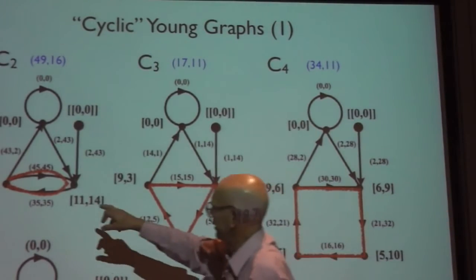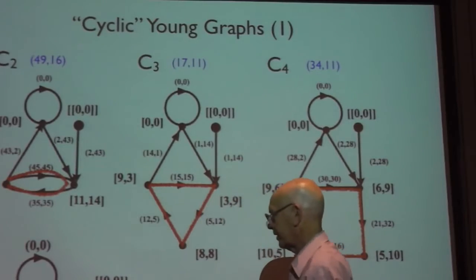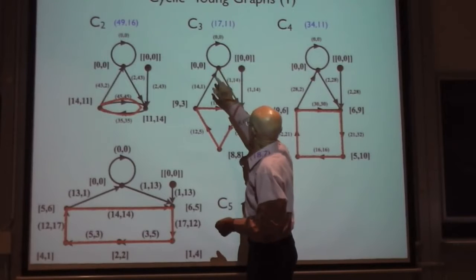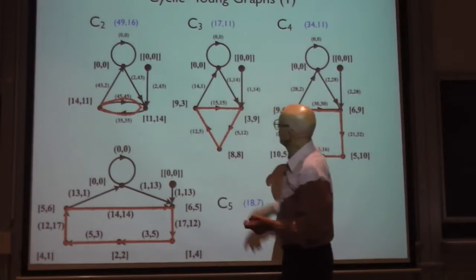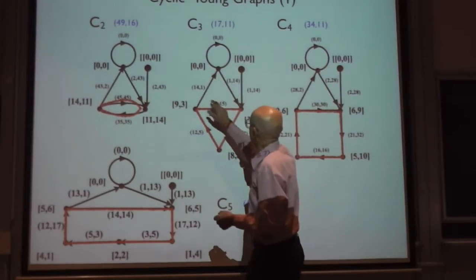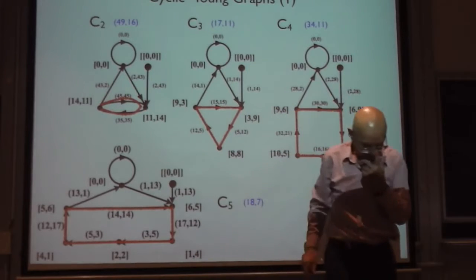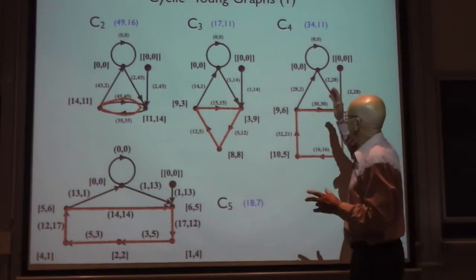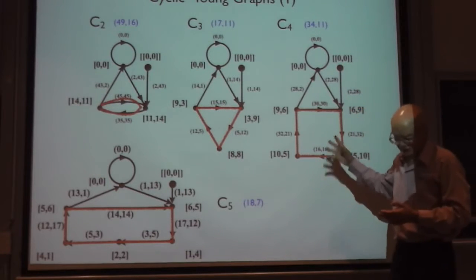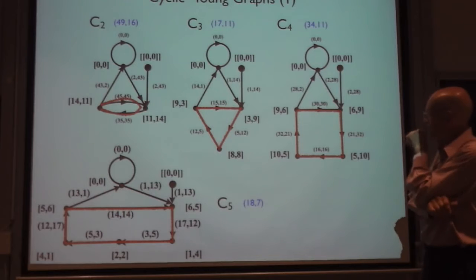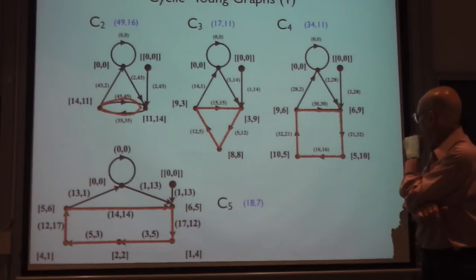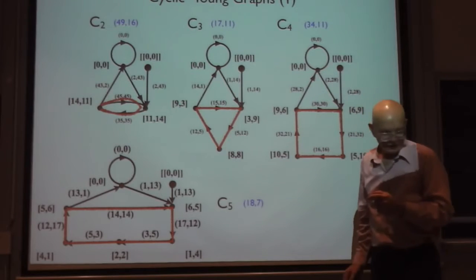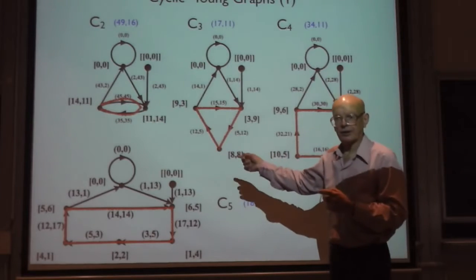So this is C2, C3, C4, and C5. This has 1, 2, 3, 4. If we ignore the starting node, it's got 4 nodes and 1, 2, 3, 4, 5, 6 edges. These have this, another experimental fact, these have the smallest number of edges for a given number of nodes. And the unfortunate thing is, I can't explain when they occur.